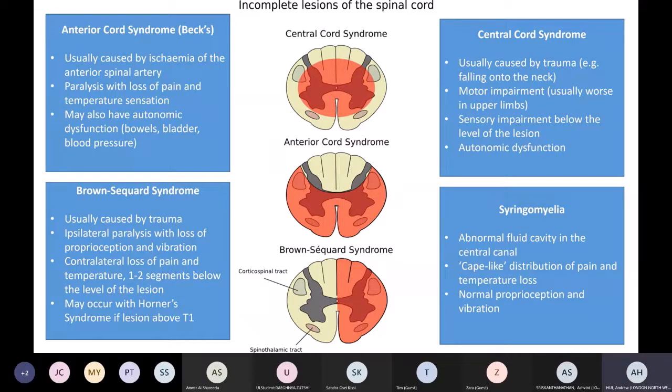And in syringomyelia, we have this fluid cavity in the central canal, this fluid cavity pushes on the adjacent crossing fibers of the spinothalamic pathway, and so you tend to lose pain and temperature sensation, and it tends to cause a cape-like distribution of loss.